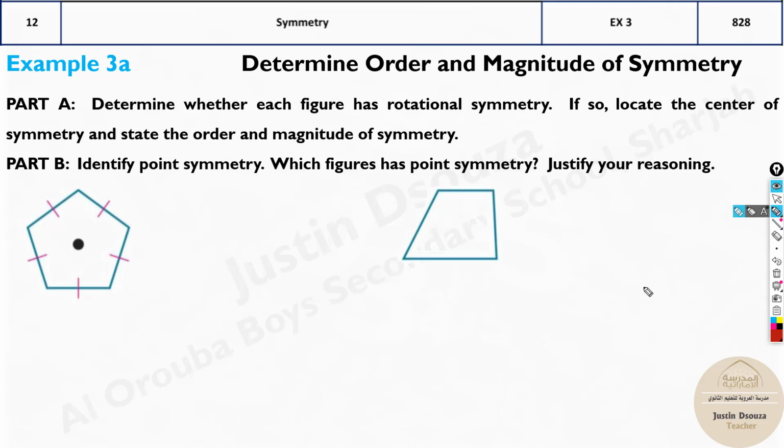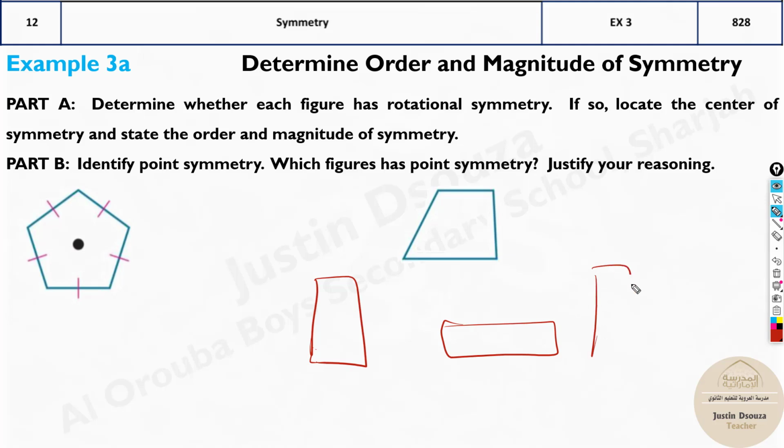Point symmetry is very simple. If you can rotate something by 180 degrees and map it onto itself, it has point symmetry. Say you have a rectangle. If I do 90 degrees, it's going to be like this, right? But if I do 180 degrees, it's going to map onto itself. So if a 180 degree rotation maps the shape onto itself, it's point symmetry.